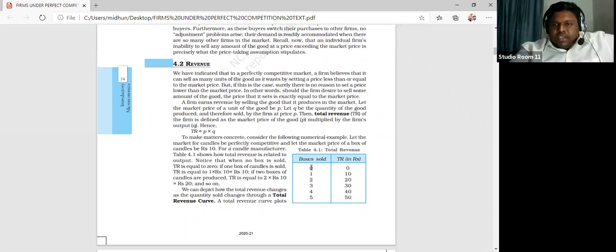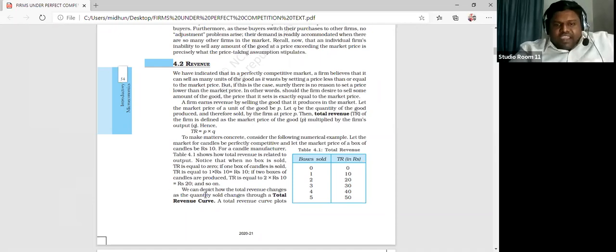Here you can see for 0 boxes, the TR is 0. For 1 box, TR is 10. 2 boxes, 2 into 10, 20. 3 boxes, 3 into 10, 30. 4 boxes, 4 into 10, 40, and 5 boxes, 5 into 10, 50. Clear? So that's the idea of total revenue. Just understand this properly: the equation is TR is equal to P into Q.